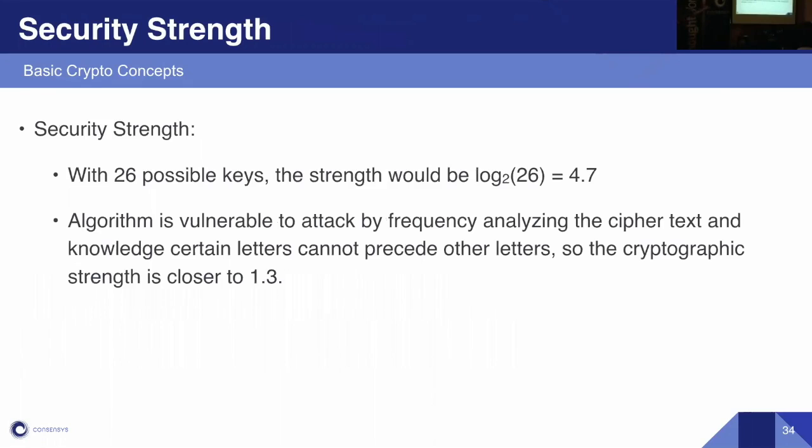But the actual algorithm is vulnerable to a certain level of attack. So in English, typically, Q is followed by U, and there are frequency effects where E is more popular than other letters. Because of that, the rate of our language is about 1.3, if you do an information theoretic analysis of the language. So you can say that the actual security strength is really 1.3 bits, not 4.7.